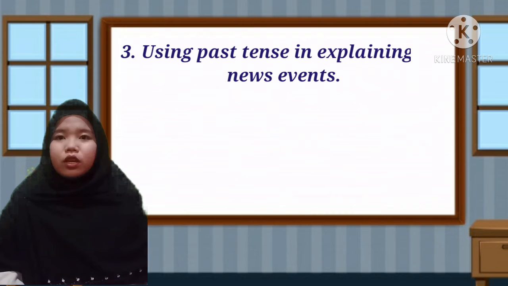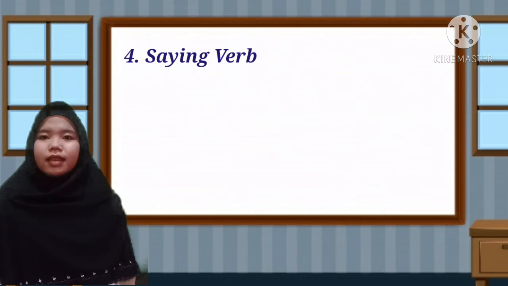The third is using past tense in explaining news events. But if it is a fact that until now still happens or is still a fact, then we can use simple present tense. The fourth is saying verbs, such as said, informed, told, reported, and etc.